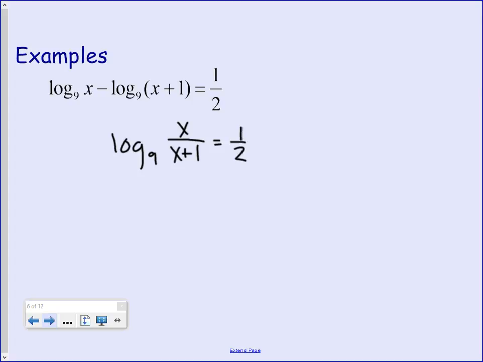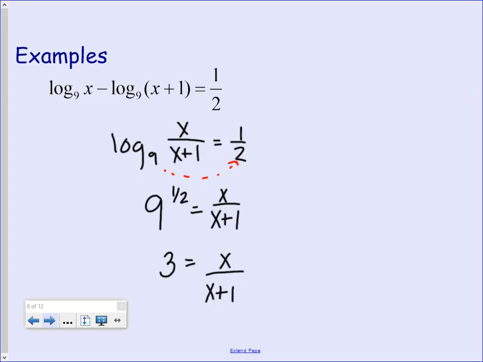And when you have only 1 log all by itself, you can rewrite it in exponential form. So this is really, in exponential form, 9 to the 1/2, because you always pick up what's across the equal sign for your exponent, and that equals whatever you're taking the log of, so x over x plus 1. 9 to the 1/2 is 3. Cool. 3 equals x over x plus 1.